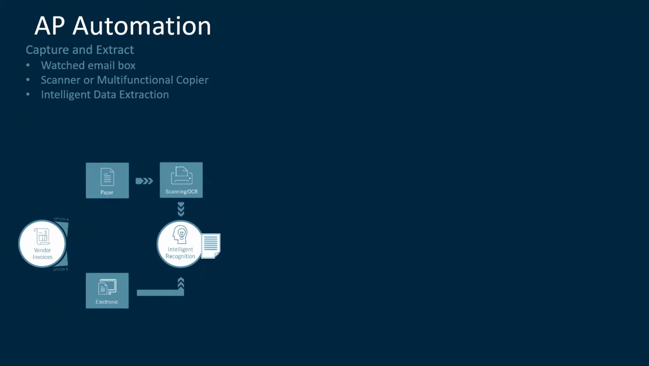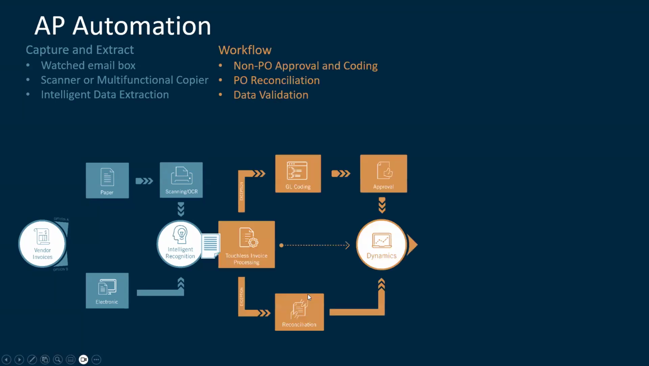If you do still get some paper, I think post-COVID, that's really a thing of the past. We don't see a lot of people getting paper, but if you do, you're going to have to digitize it in some way using a copier or a scanner to scan it to the email that we're watching. Then we pull that in, and it goes into the same intelligent recognition engine to extract that data and deliver the document into the workflows.